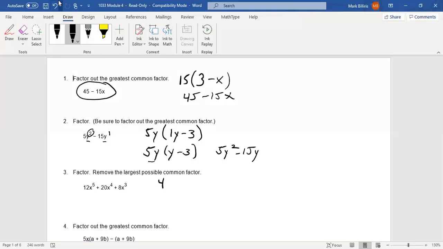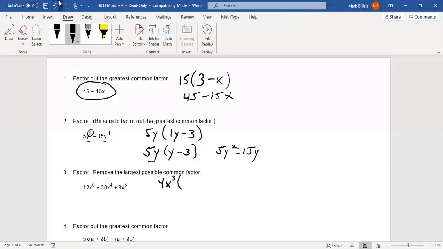Now, each term has the variable x. How many do we take out? We take out the one with the smallest exponent, which in this case is 3. So our greatest common factor is 4x to the third. Next, we divide this out of each term.